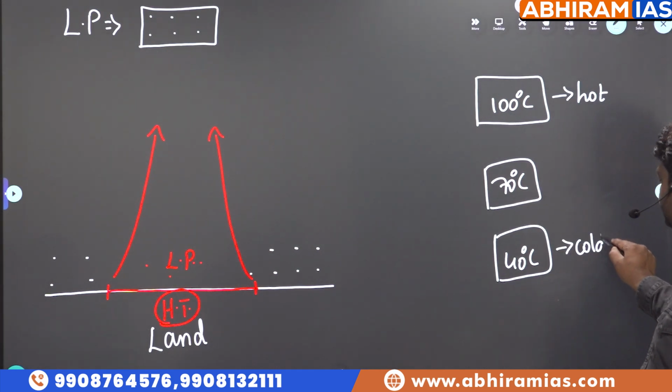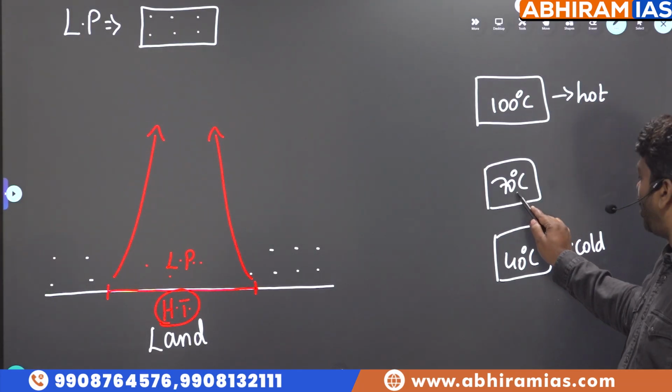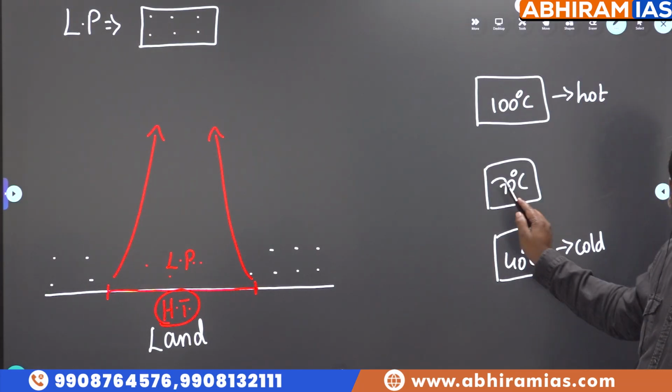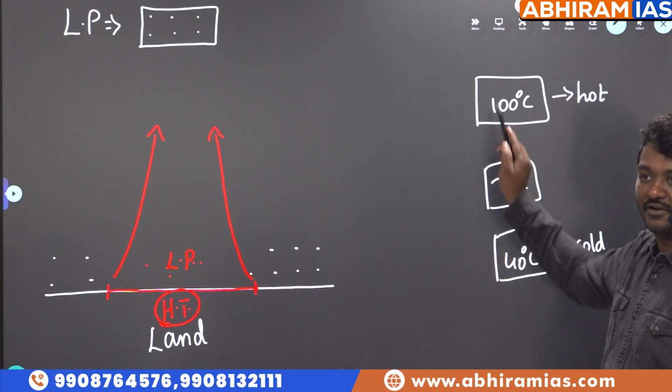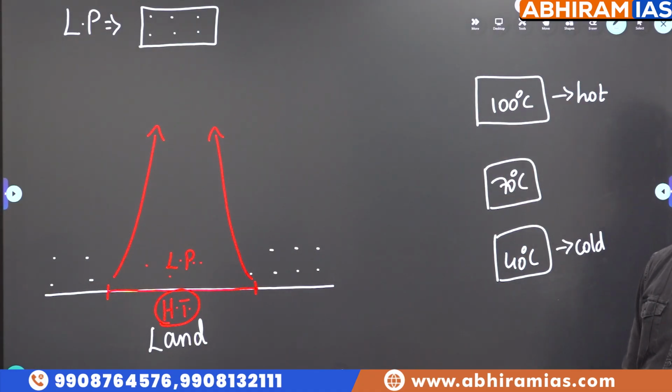This is cold. When I say what is 70, 70 is hotter compared to 40. 70 is cooler compared to 100. So nothing is hot or cold. Everything is relative. Right? Relative to the surroundings.